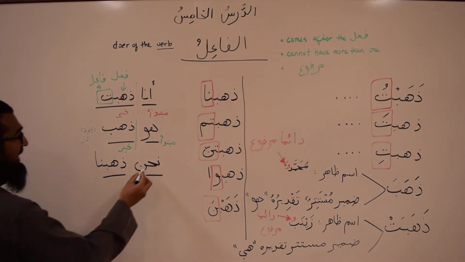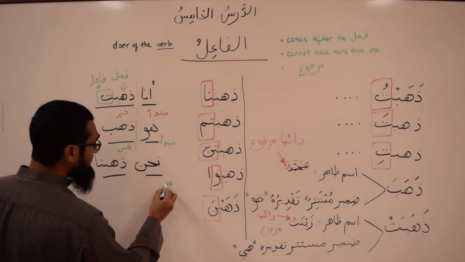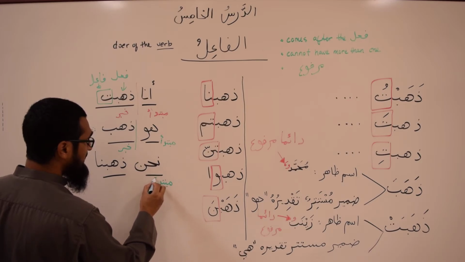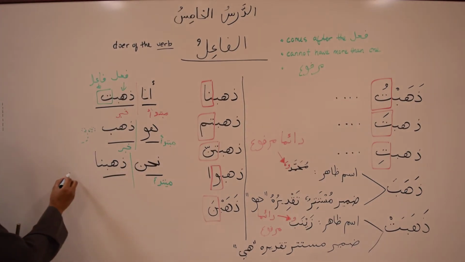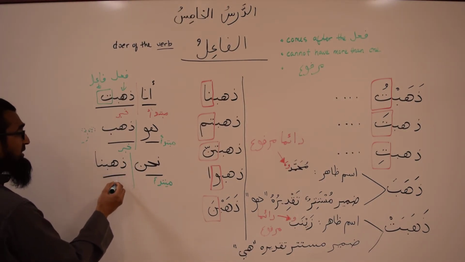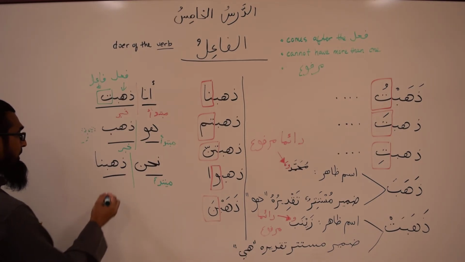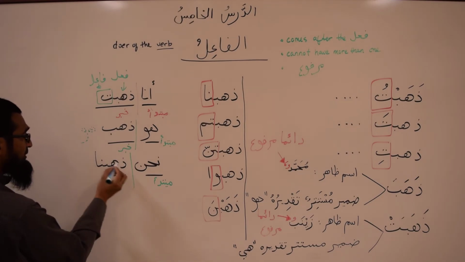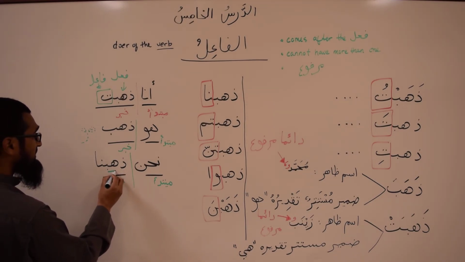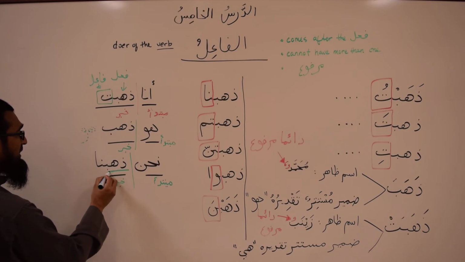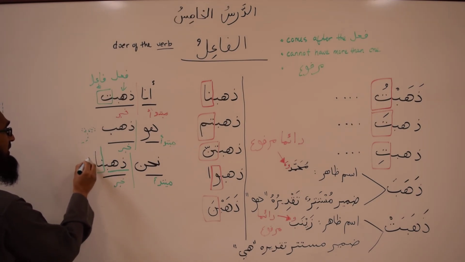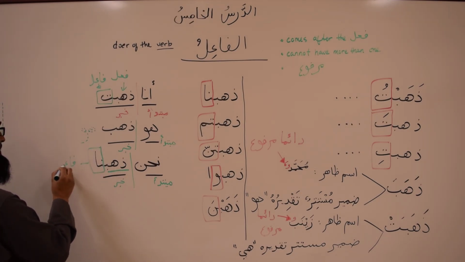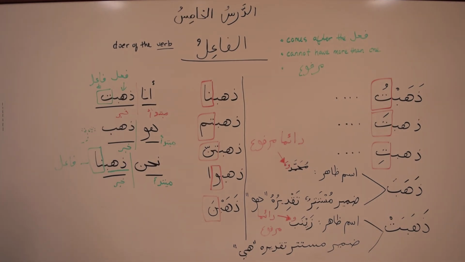Nahnu dhahabna. Again, nahnu will be the mubtada. Here comes the jumla fi'liya, the verbal sentence. So there's going to be a fi'l and a fa'il. So dhahaba is the fi'l. The whole thing is the khabar, as you explained. This part right here is the fi'l, and the fa'il is the noon and the alif. It's the fa'il.